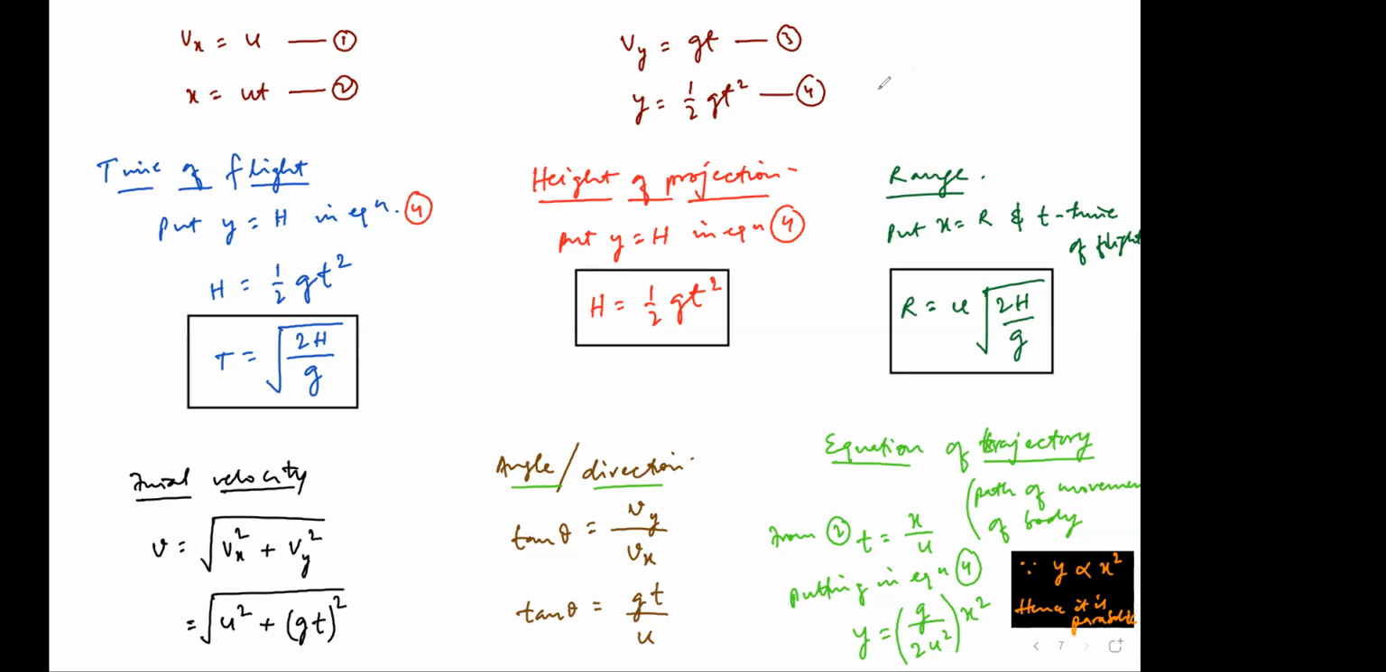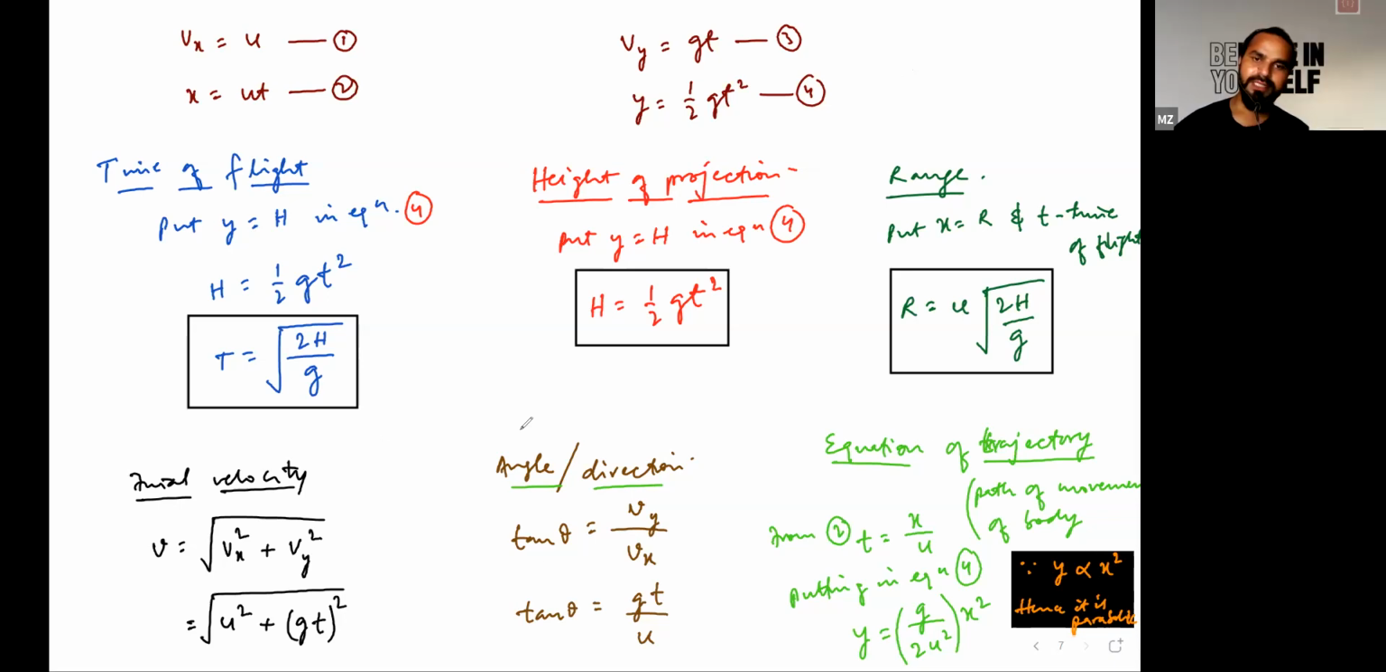Okay, so we have mainly these 6 different formulas regarding this horizontal projectile motion. Just write it down. I'm giving you some examples of how to solve and how to use these formulas.